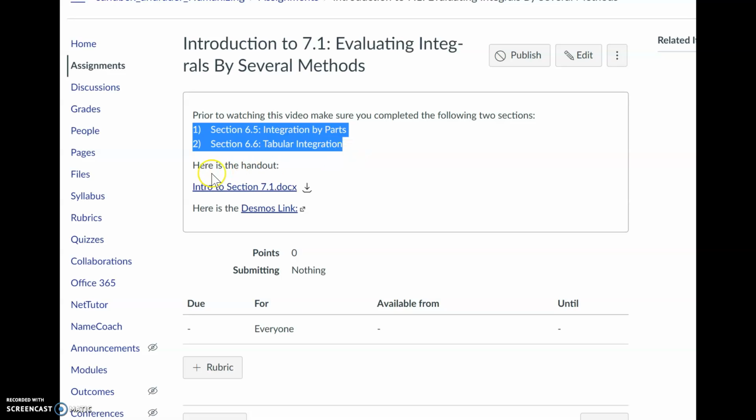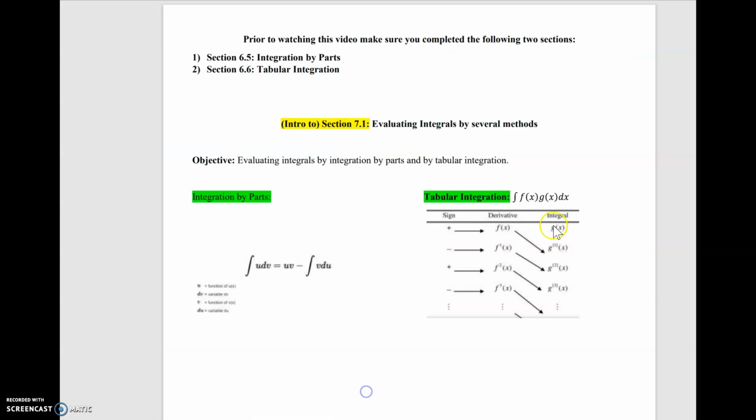So here in the assignment, you have the actual file and also a Desmos link that we'll be using. Please open that file, and that file is going to look like this. I'll give you a quick moment to make sure you open it, and let me explain the main idea of next week's content.